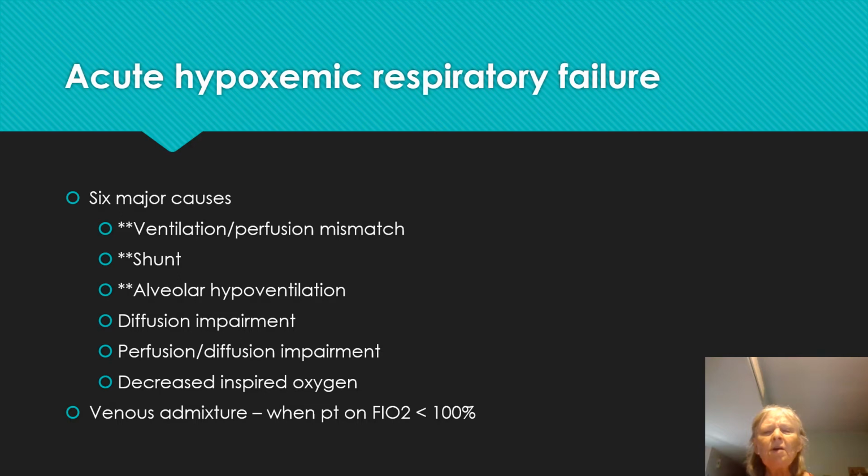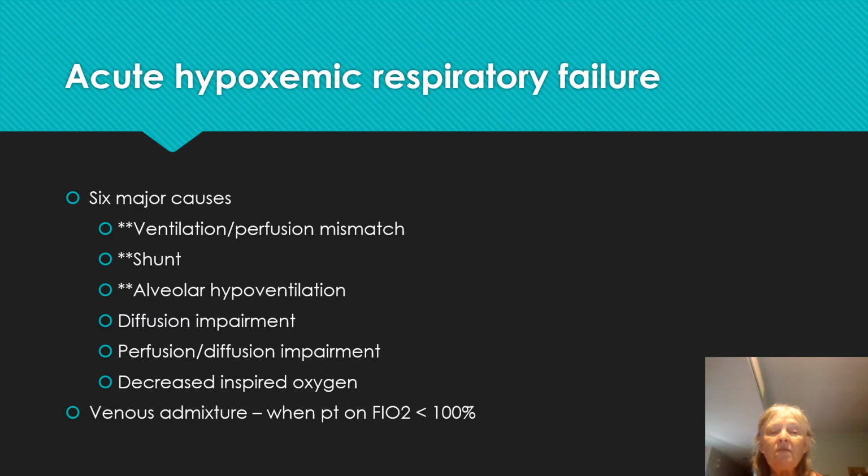Perfusion diffusion impairment, we don't see that much of it. Diffusion impairment, we can. If you think about a time when you had a really bad cold or something along that line, and you were having difficulty breathing, you had some extra secretions you were coughing out, that's a diffusion impairment. That's an example of one, okay?